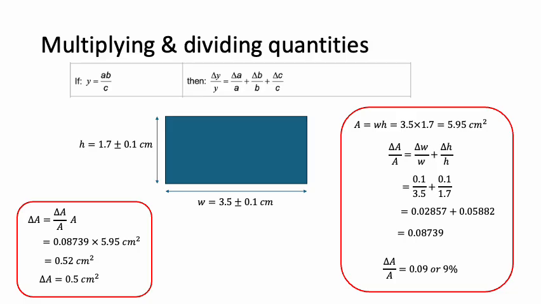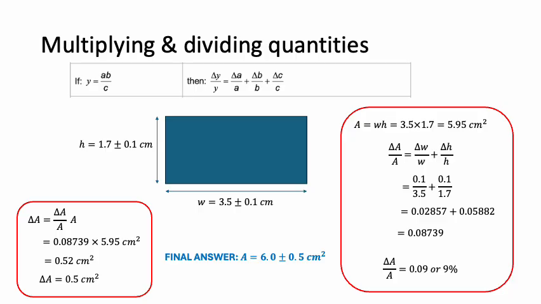And then when I look at this, I say, okay, if I could be up to half a centimeter squared out, there's no point in writing down 5.95 for my area. That last decimal place doesn't really mean anything, so I'm going to round it to 6 centimeters squared. So my final answer is that my area is 6.0 plus or minus 0.5 centimeters squared.